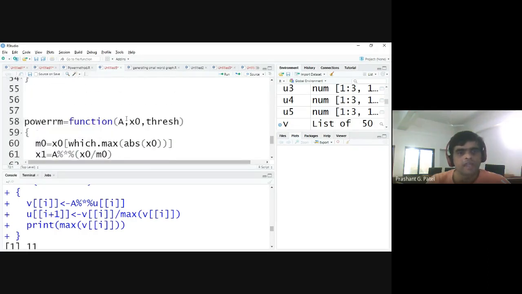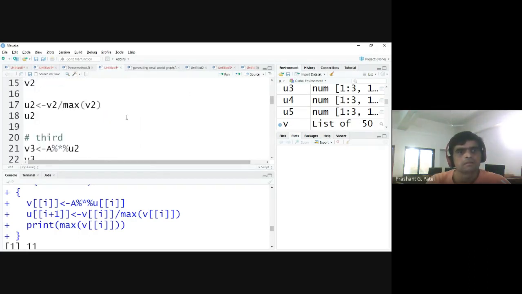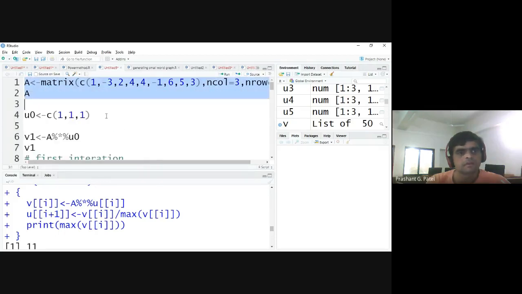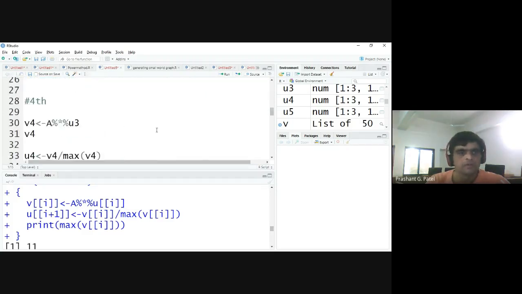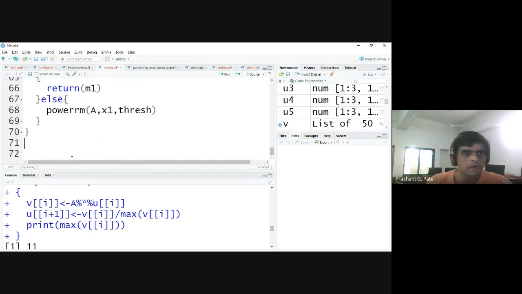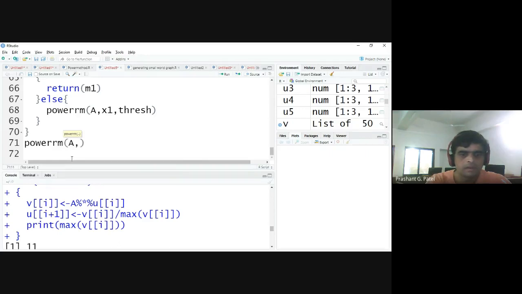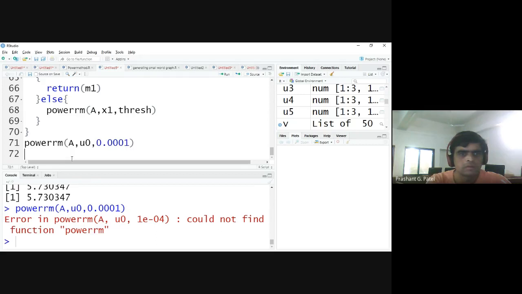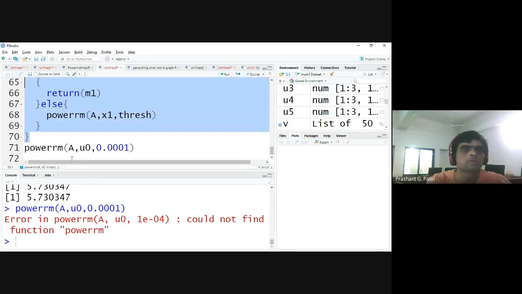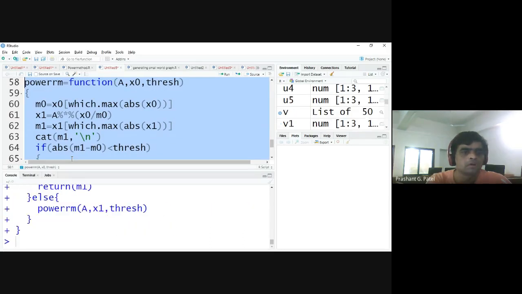Now we already have a, that is this. We already have x0, which we have denoted as u0. We need to fix our thresh. Thresh you can have any other value. So now we'll run this power m with A, u0. Let's say thresh is 0.001. Oh, I have not run the function. Fine.